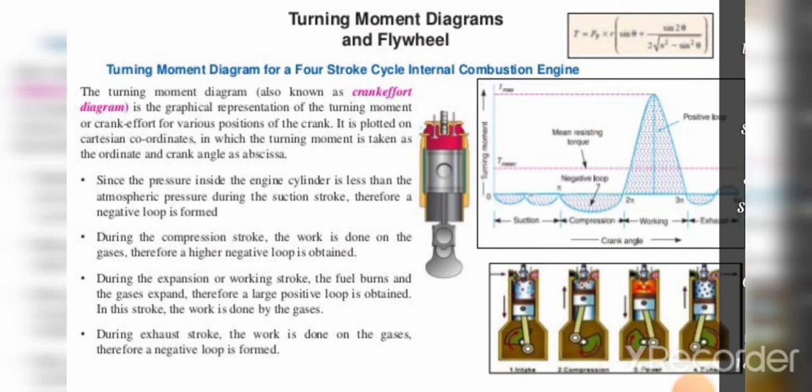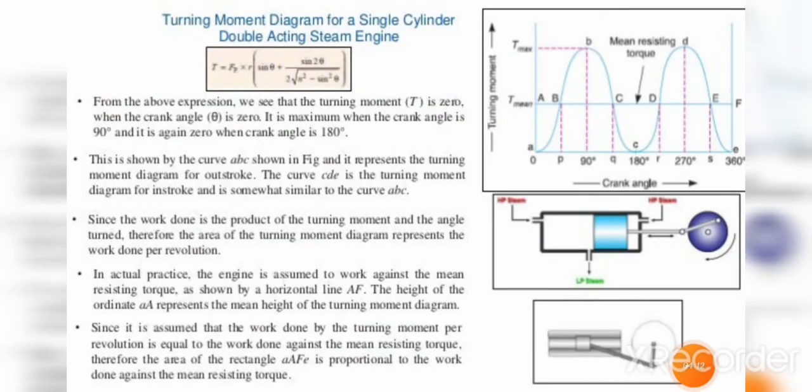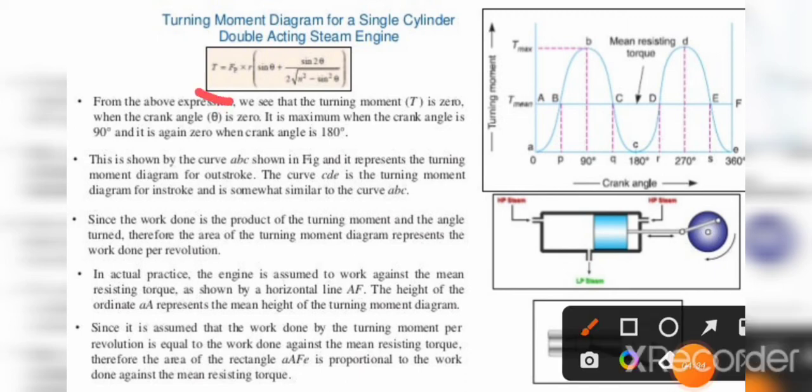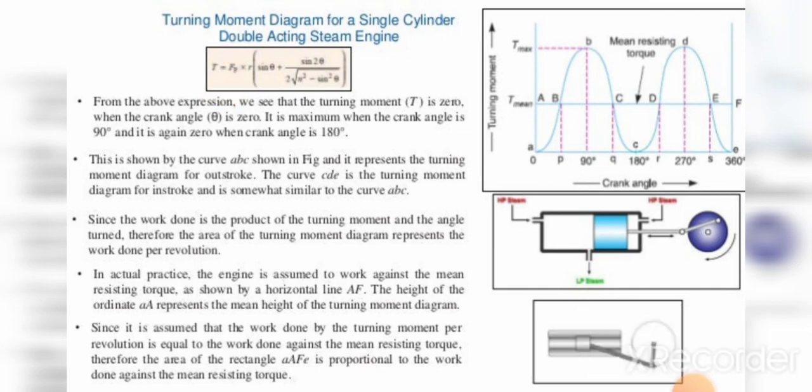Now we will see the next. Here we obtain the expression T = Fp × R (sin θ + sin 2θ / 2√(n² − sin²θ)). Here Fp represents piston force, R is the radius of the crank, θ is the angle turned by the crank from inner dead center, and n represents the ratio of connecting rod length to radius of crank. I will repeat the formula again.